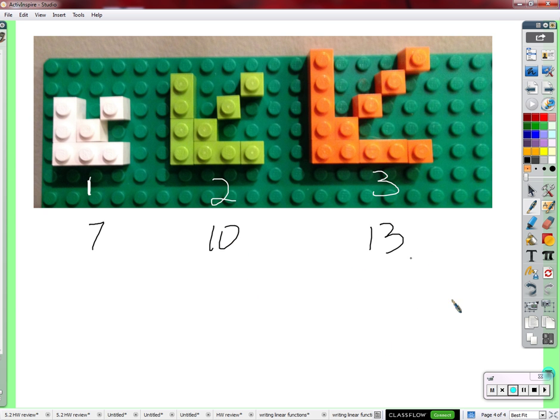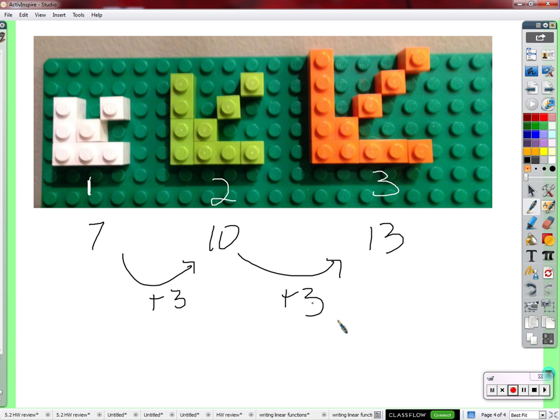16, 19, 22. Okay, so we can follow this pattern. What's the pattern? Adding 3. Okay, we can see the numbers are pretty clear. The difference between each number and the previous number is 3.